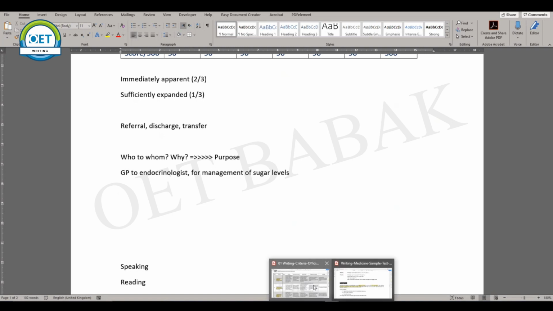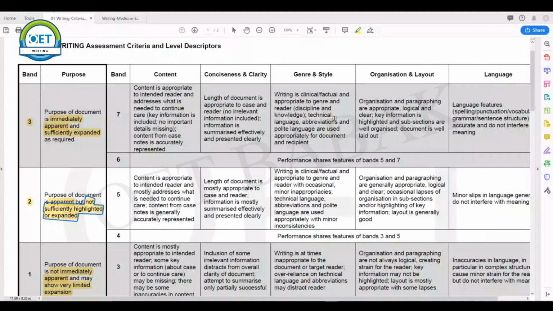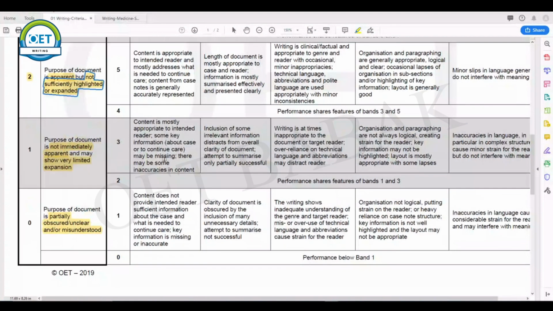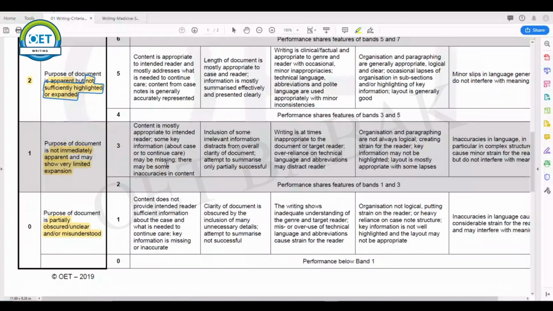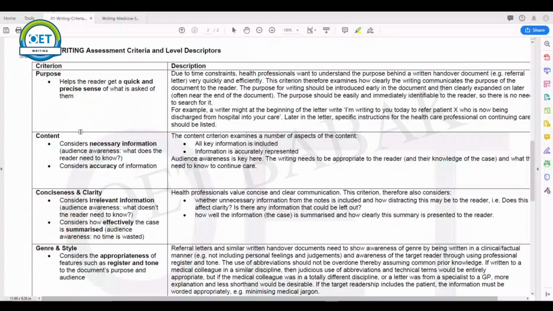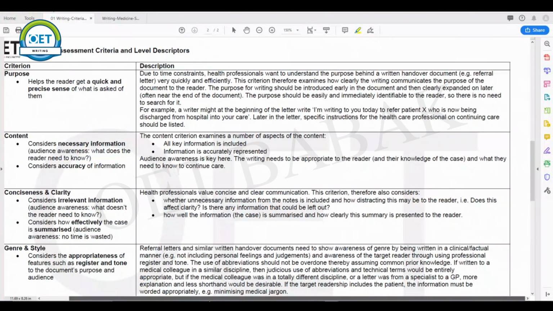Now we come down here. In this same document, page 2 gives more information about purpose. It says purpose is quick, it helps the reader get a quick and precise sense of what is asked of them. Due to time constraints, health professionals want to understand the purpose behind a written handover document, for example a referral letter, very quickly and efficiently. This criterion therefore examines how clearly the writing communicates the purpose of the document to the reader.